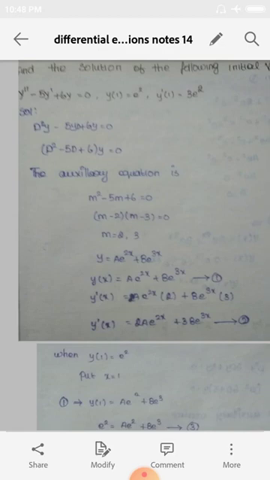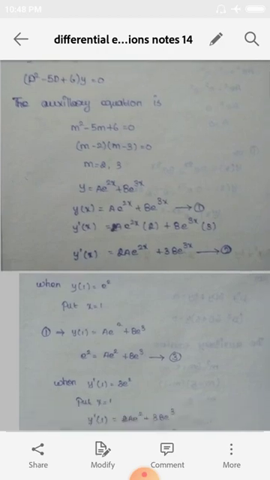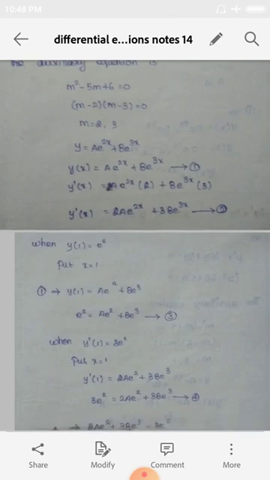The same procedure. First write the given equation as D square y minus 5 D y plus 6y is equal to 0. This is nothing but D square minus 5D plus 6 of y is equal to 0. The auxiliary equation is m square minus 5m plus 6 is equal to 0. Finding the roots, we get m minus 2, m minus 3 is equal to 0. That is, m is equal to 2 and m is equal to 3. The roots are real and distinct. So what is the complementary function? C1 e power m1x plus C2 e power m2x.